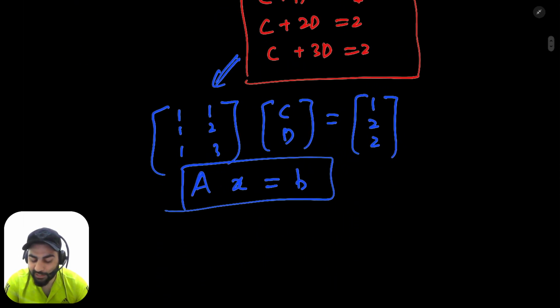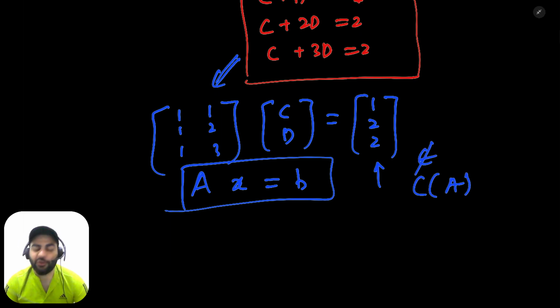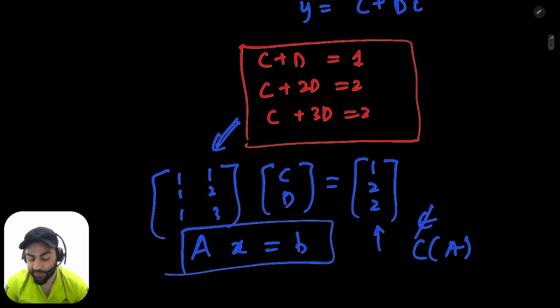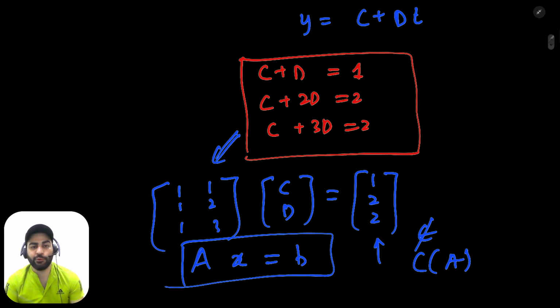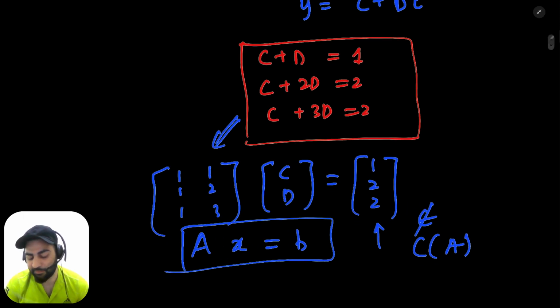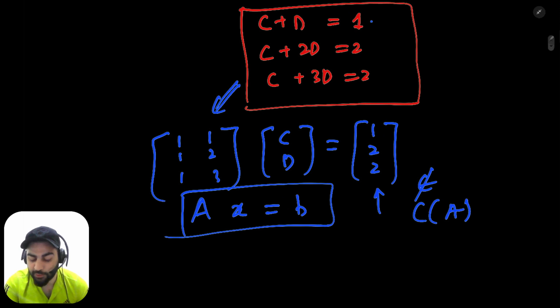Now you clearly know that this vector 1, 2, 2 does not belong to the column space of A. Clearly you can see that, because one equation is saying c plus 2d is equal to 2, and the next equation is saying c plus 3d is equal to 2. There cannot be values for d and c for which both of these equations hold, so this is a contradiction. So it's clear that the b vector 1, 2, 2 does not lie in the column space of A.